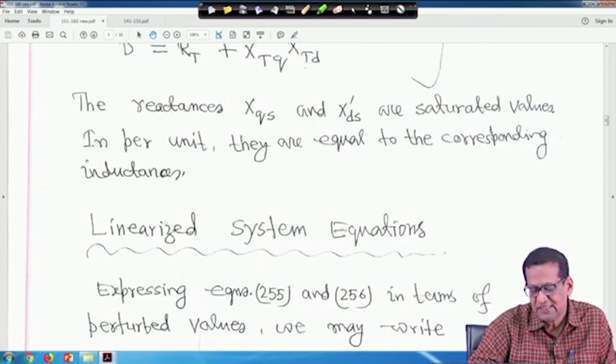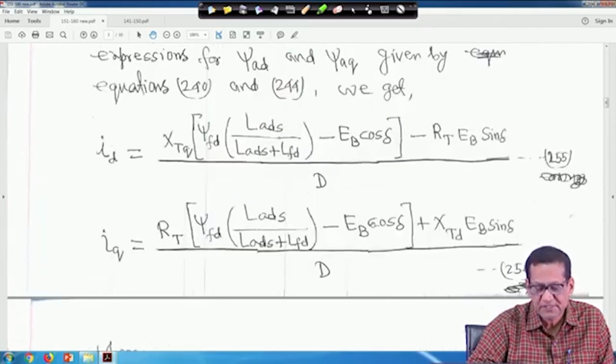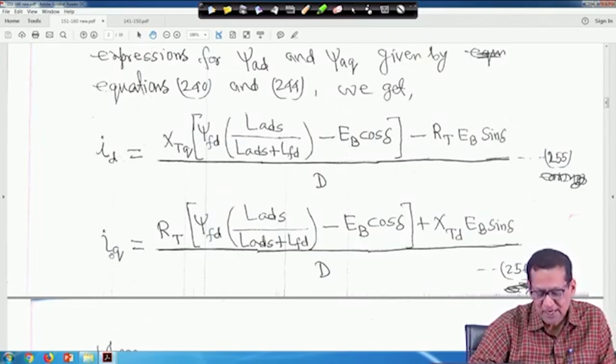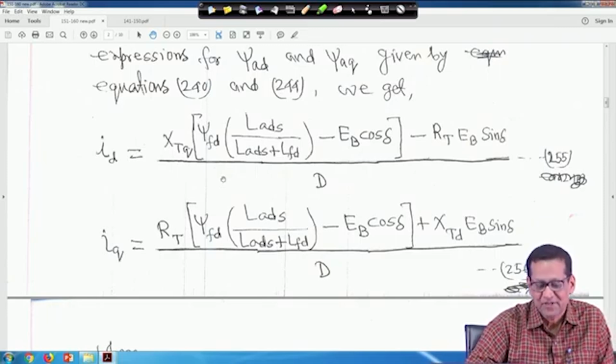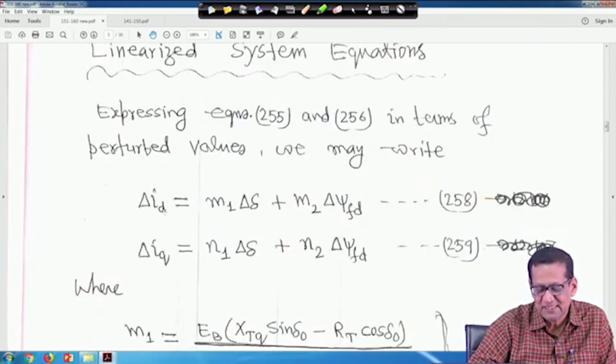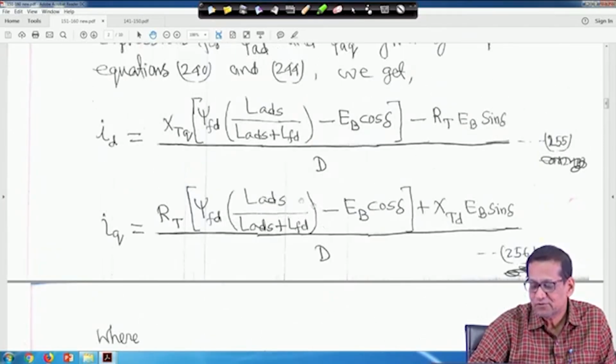Now we have to find the linearized system equations. Expressing equations 255 and 256 in terms of perturbed values, you take the small perturbation, delta ID and delta IQ, as you know the perturbation procedure. It will come in this form: delta ID will become M1 into delta delta plus M2 into delta psi FD, from equations 255 and 256.